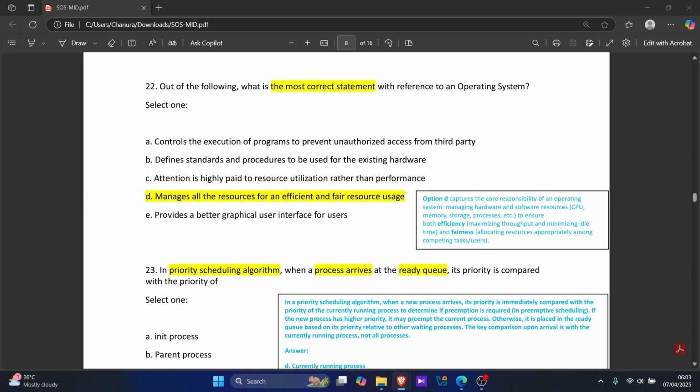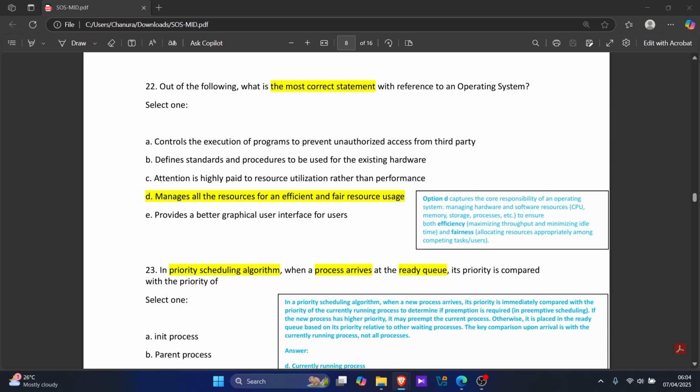E. Provides a better graphical user interface for users. While some OSs have GUIs, not all do. Also, GUI is a feature but not the primary purpose. The core function is resource management, so maybe not E.